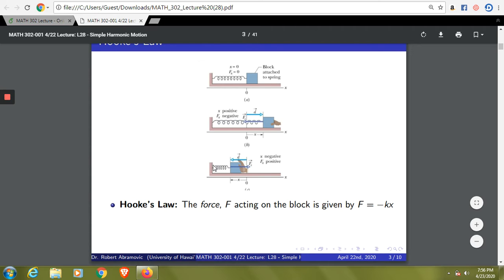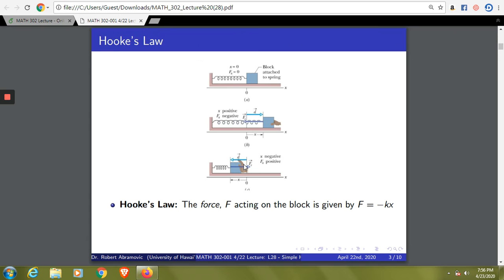Likewise, if you push the block in, what happens? Well, you feel a force that's pushing back against the block, that's the spring force, and it's always in the opposite direction to the direction in which the object is displaced. So that is summarized in what's called Hooke's law.